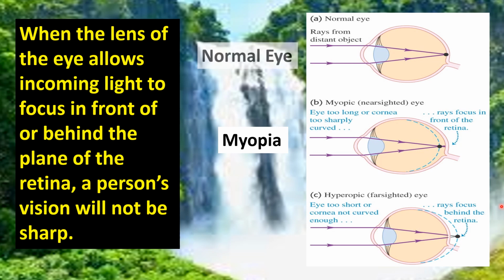If the eyeball is too short, or if the cornea is not curved enough, the rays are focused behind the retina. And so the vision is also blurred. A defect known as hyperopia. Or we say that the person has a farsighted eye.